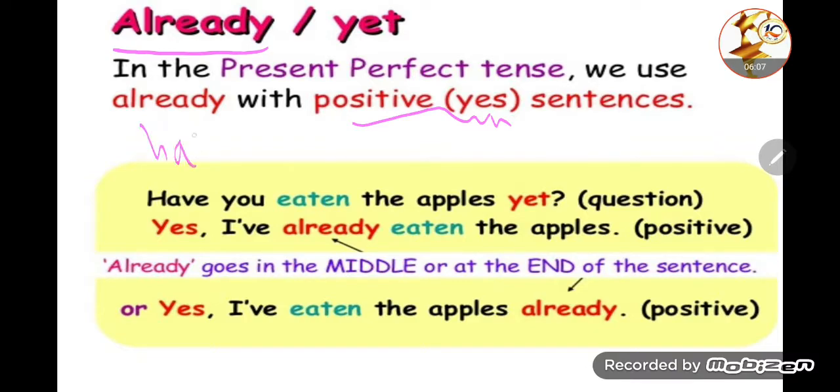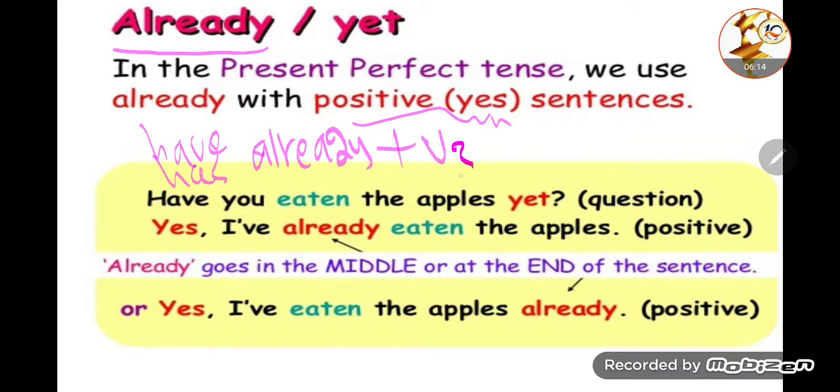First position is between have or has and the verb 3, so we put already there. The second position is at the end of a sentence. And it's very rare to use it at the end of a sentence. Maybe this is the first time you come across already at the end of an affirmative sentence. Okay guys, we usually use it between the helping verb and the verb 3. So if I want to use already at the end of the sentence, it doesn't mean it's incorrect. It is correct to use it at the end of a sentence, but still it's very rare.